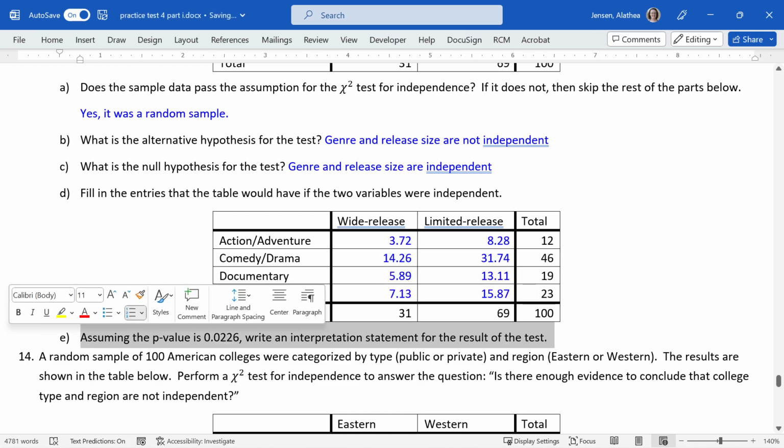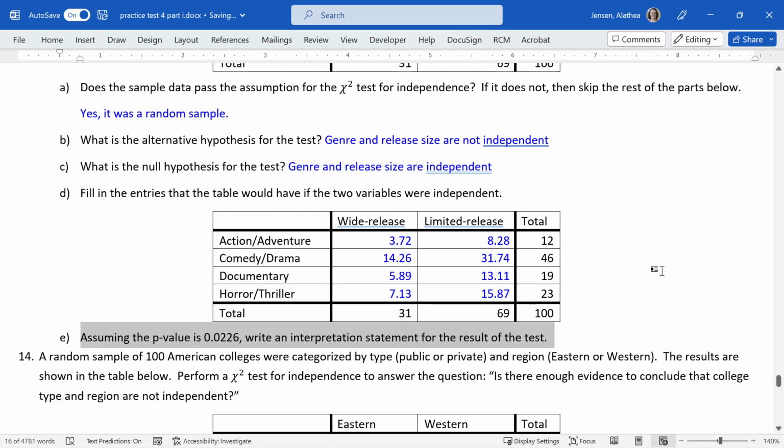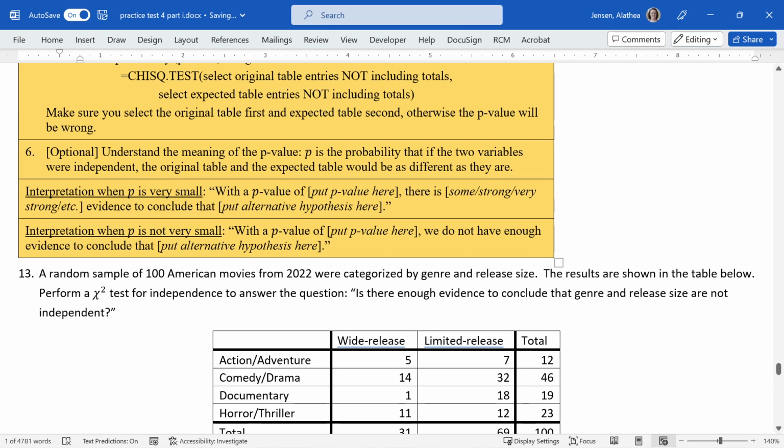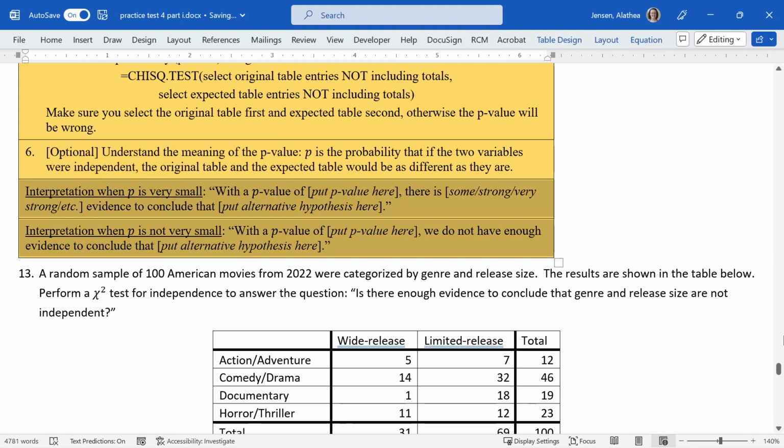All right, and then the last part here, assuming the p-value is 0.0226, so that's what I got when I did this in Excel, write an interpretation statement for the results of the test. Okay, so the two interpretation statements to pick from are exactly the same as for all these other tests. If the p-value is very small, then with a p-value of whatever it is, there is, pick an adjective, evidence to conclude that, and then you put your alternative hypothesis. When p is not very small, with a p-value of whatever it was, we do not have enough evidence to conclude that, and then you put your alternative hypothesis.